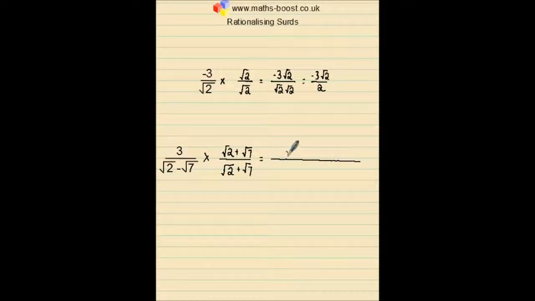Now what I'm about to do here necessitates quite a lot of manipulation of surds and also expanding double brackets. And I'm deliberately not going to explain this in too much detail in this video because I want this just to be concentrating on rationalising surds. So if you have trouble following what I'm doing, then please have a look at one of my preceding videos.